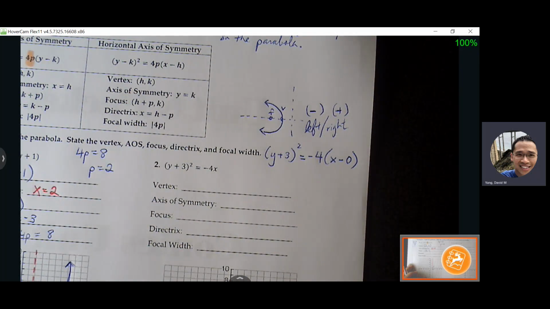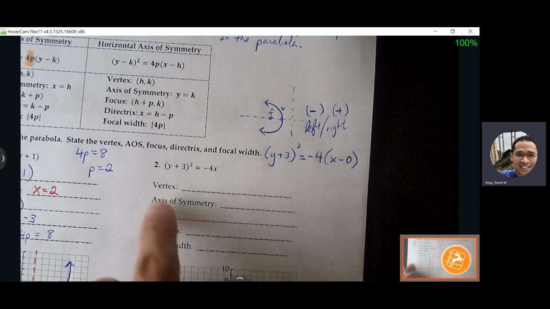My focus is to the left because it's going to be inside. My directrix is to the right. My axis is going to be a horizontal line. My directrix is going to be a vertical line. So without even knowing all the details, I already kind of know where things need to be placed in relation to each other.